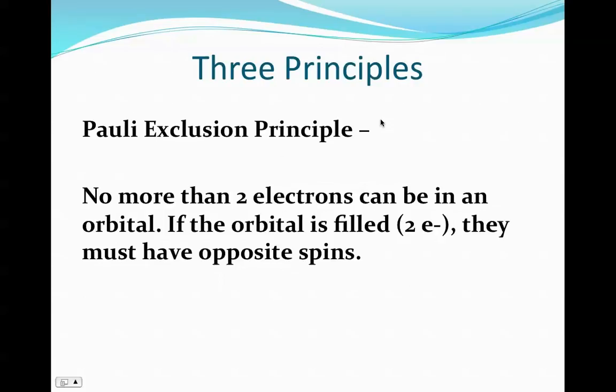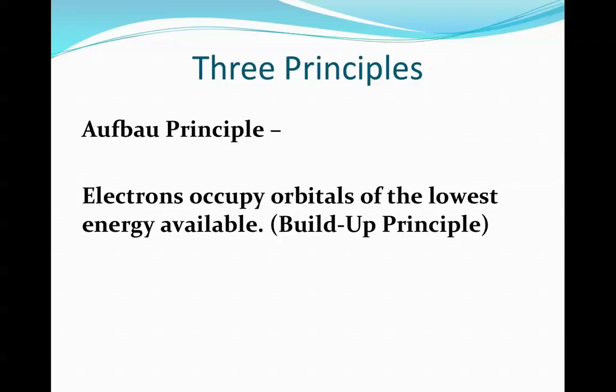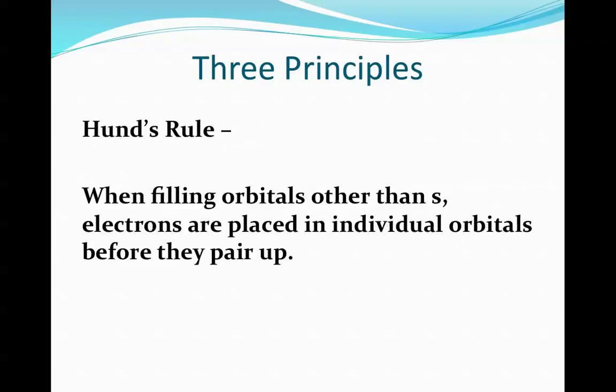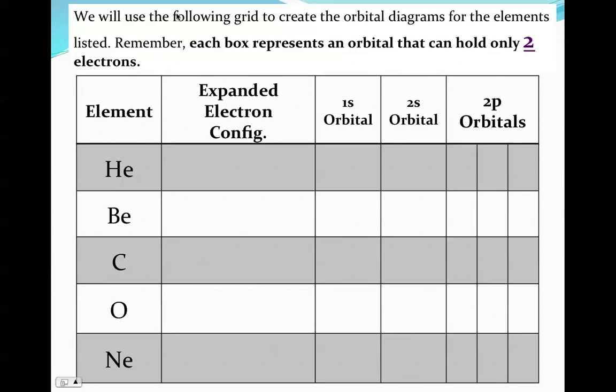So there are 3 principles that we have to follow when we're writing these orbital diagrams. One is the Pauli exclusion principle: no more than 2 electrons can be in any given orbital, and if the orbital is filled, they have to be spinning in opposite directions. The Aufbau principle: electrons occupy orbitals of the lowest energy available. This is considered the build-up principle, that we can only start to build them up as we fill the lowest energy orbitals first. In Hund's rule, when filling orbitals other than s, electrons are placed in individual orbitals before they're paired up. And we're going to see that happen especially in any of the p sublevels, or if we were to get to a d sublevel.